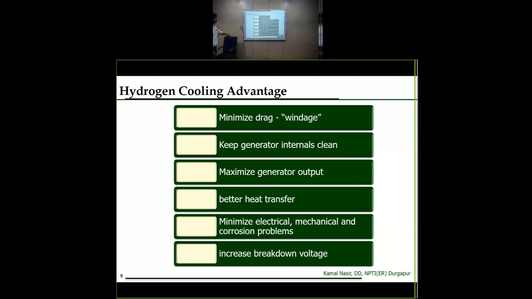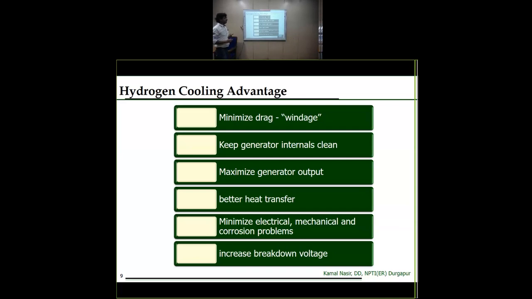And what effect does it have on the generator itself? Now, since we are using hydrogen, it will be properly sealed and no impurity can invade the hydrogen. So as no impurity can invade the generator itself, the internals of the generator will be clean throughout. So generator internals are always clean. So it will not affect our flux distortion, it will not affect our temperature of various parts of the winding due to any impurity.